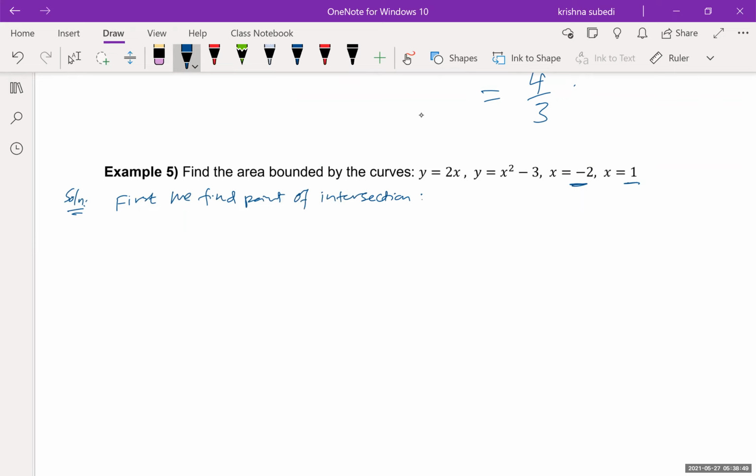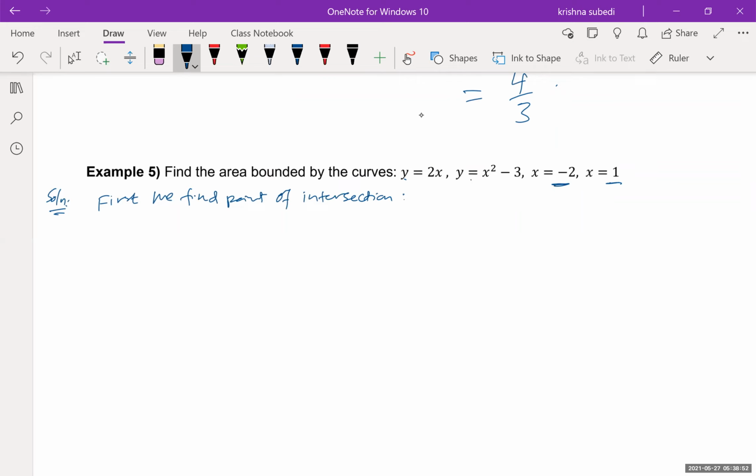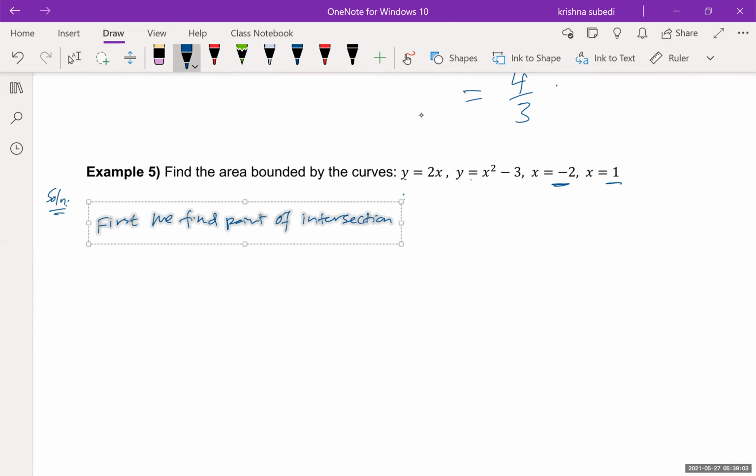Oh, by the way, this one is y, this one is y. Let's do this. Let us suppose that my function f of x is 2x and g of x is x squared minus 3. Let us suppose that, because then we can represent this by f and g, and it will make things more clear. So let us do that first.